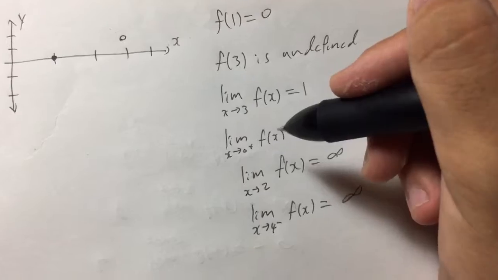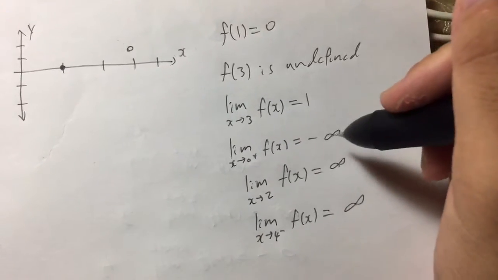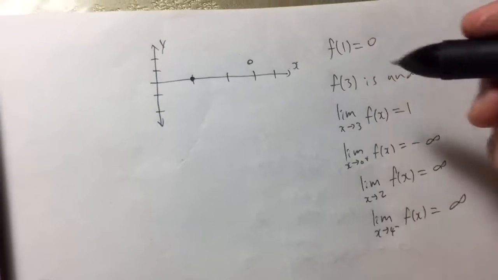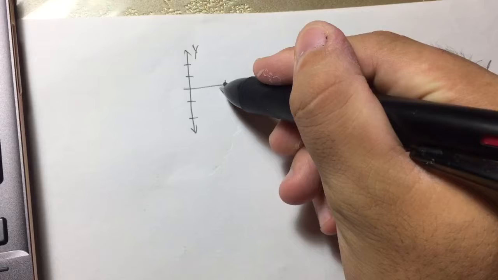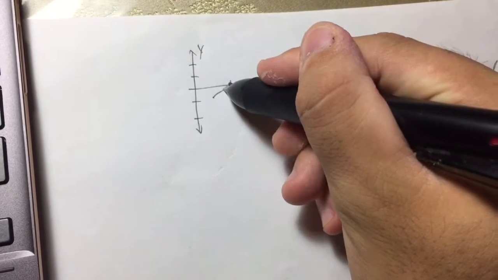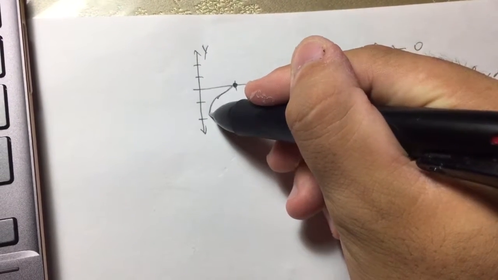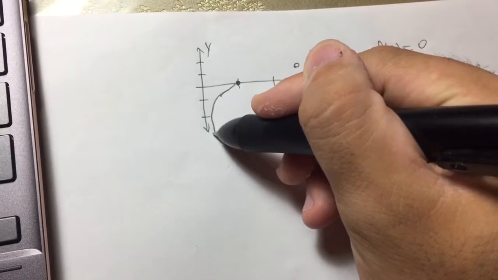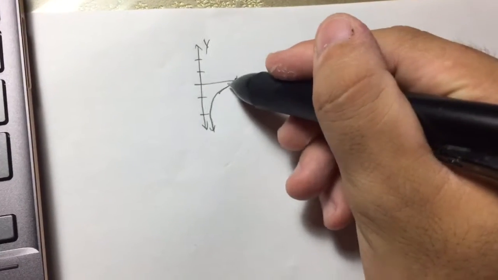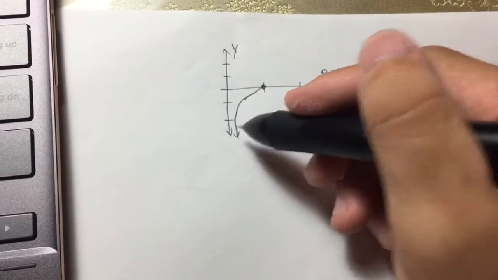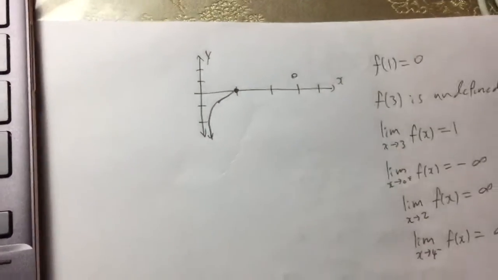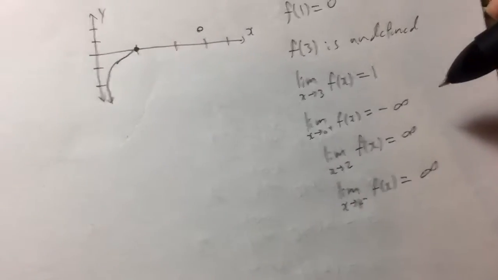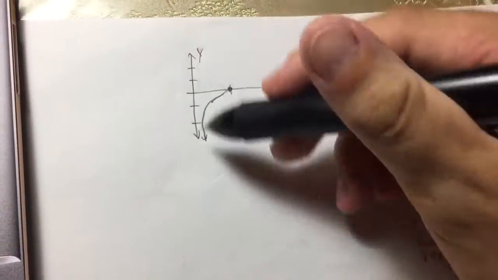0 from the right hand side of f of x is equal to negative infinity. And so as x approaches 0 from the right hand side, f of x approaches negative infinity along the y-axis, which is x equals 0. So x equals 0 is a vertical asymptote.